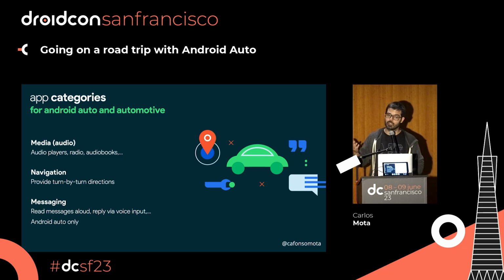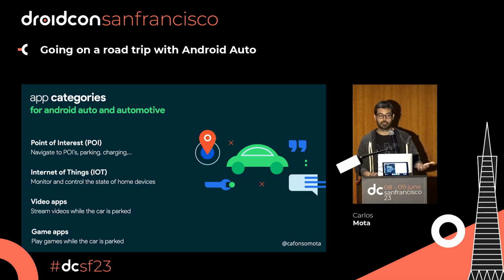For instance, we have media, namely for audio, like audio players, radio, podcasts, etc. We've got navigation, we've got messaging, that what it does is read our message out loud as a notification, and you can reply to it. You've got, for instance, point of interests, which is the category that we selected for the Confetti Auto app. You've got Internet of Things. Imagine that you're arriving home and you want to open your garage door and you just need to click on a button, which is great. And you've got video and game apps if your car is parked.